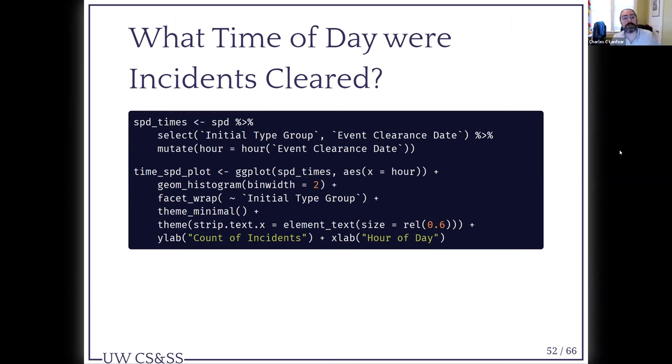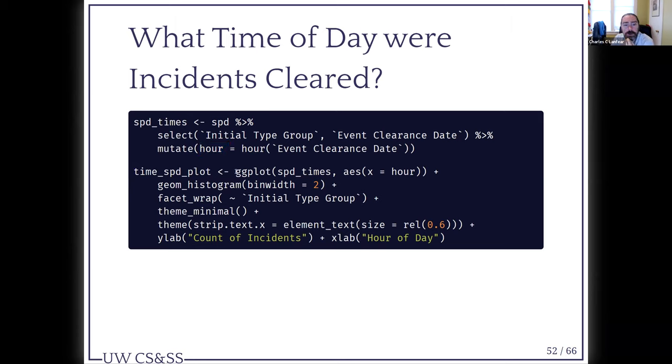cleared? I can do this like, let's get an SPD times data frame, which is going to be my SPD data, and then select only what I care about: initial type group, the type of crime, and the event clearance date, the date time it was cleared by the police. Mutate the hour of day to be equal to the hour of the event clearance date. This will extract a numeric hour. It will remove the date portion and the rest of the time and just give me an integer hour of the day, where 0 is midnight and 23 is 11 p.m.